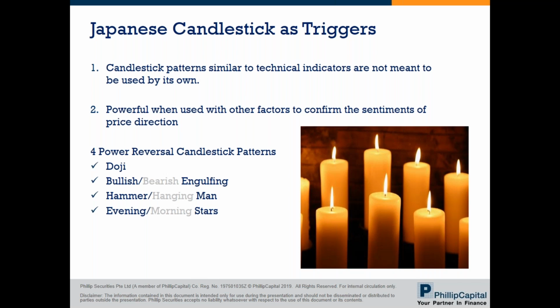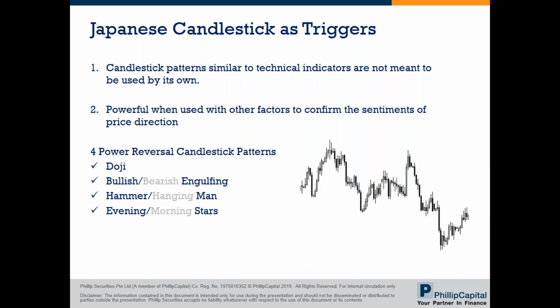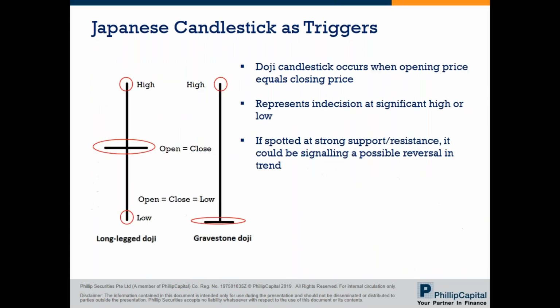So the 4 that I cover are the bullish engulfing, hammer, star. So basically, something bullish, flip that to the bearish version. The first example, this is the pattern I want to show you is the doji.